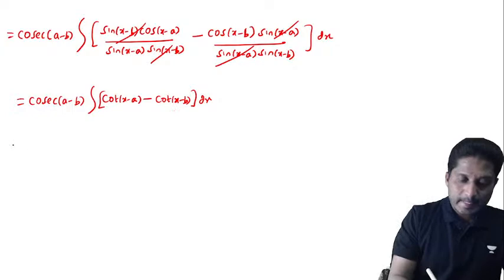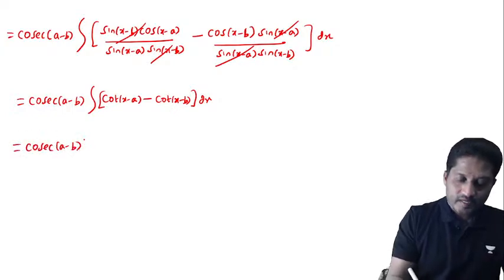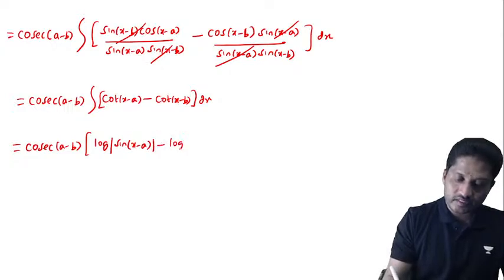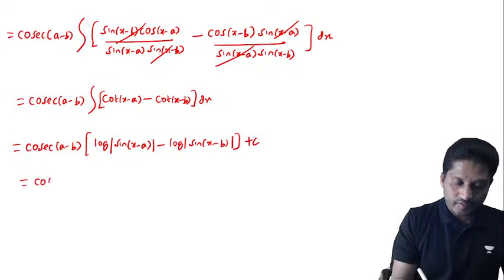Okay, now this is cosec of a minus b. Integration of cot x is log sin x, so you get log of sin of x minus a. Again, integration of cot x is log sin x, so log of sin of x minus b, and then plus c.